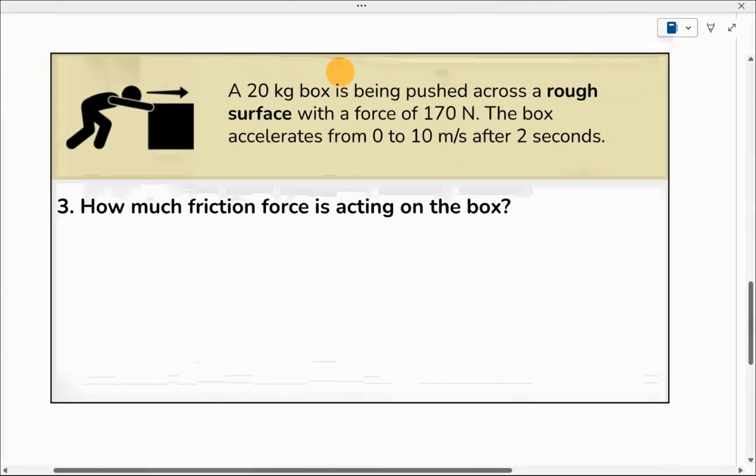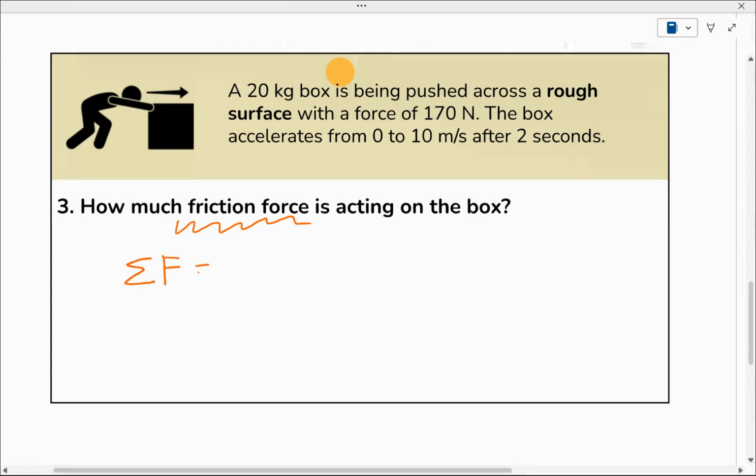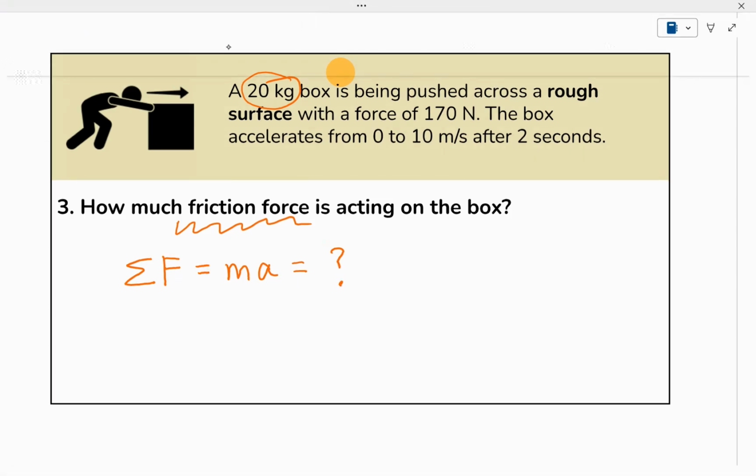For the last part of this problem, it's asking us to find the amount of friction force. In order to do this, you will need to know the net force, which you can find by multiplying mass and acceleration. The mass is 20 kilograms, and you got the acceleration from the previous part. So multiply those two numbers to find the net force. That's the first part of solving this.